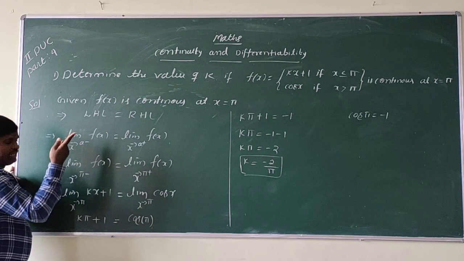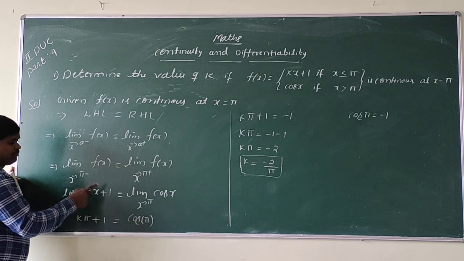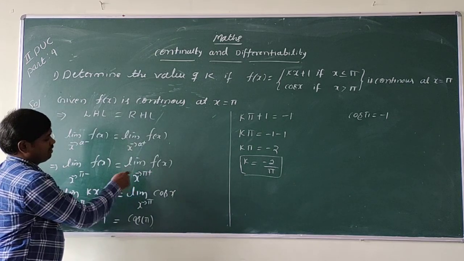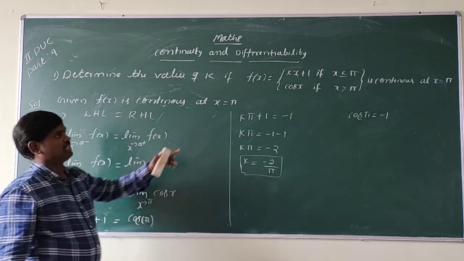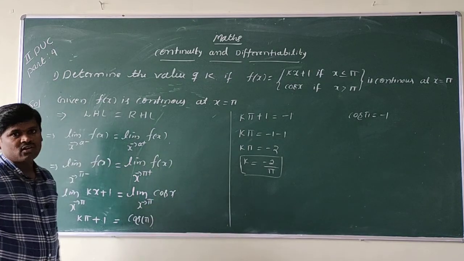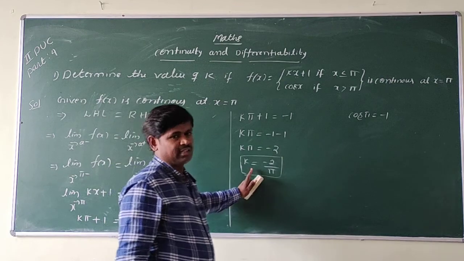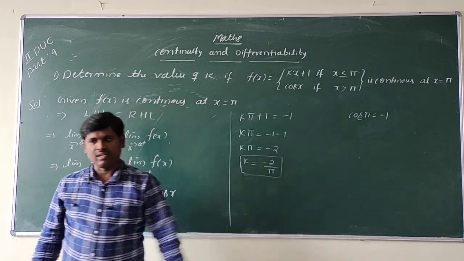So therefore we are taking x cos x, kx plus 1. Pi plus, x tends to pi plus means the value of x is greater than pi. So therefore we are taking cos x. Then we simplify, and we get the value of k, that is minus 2 by pi.